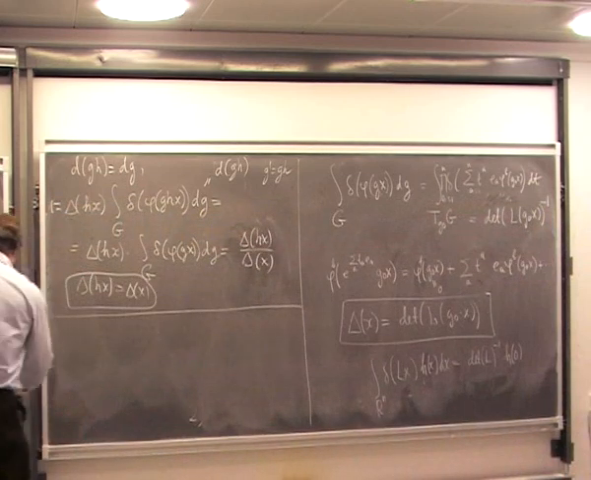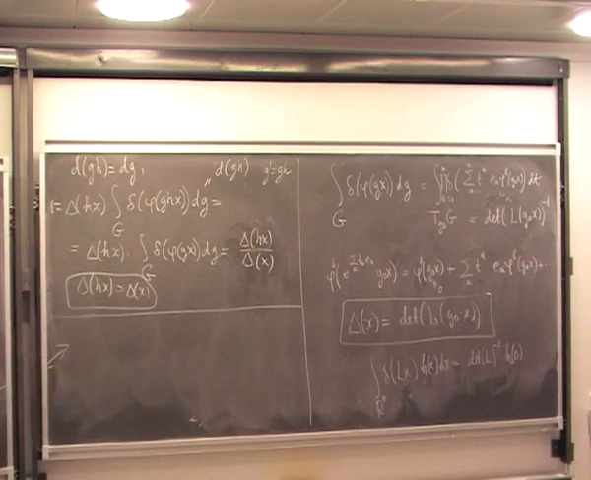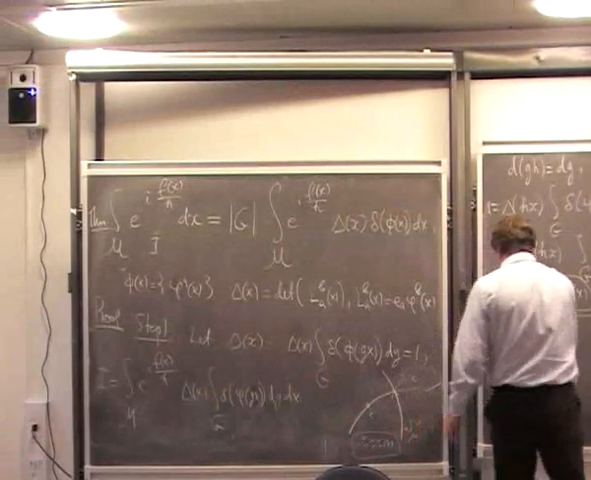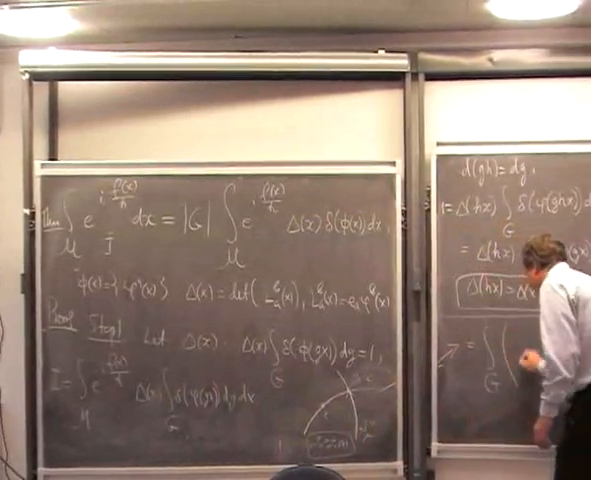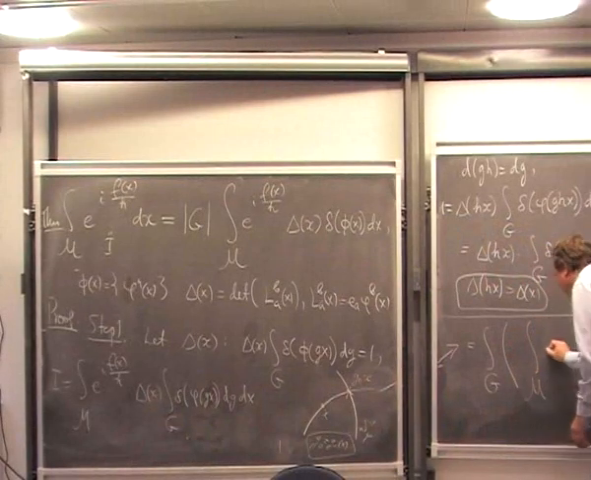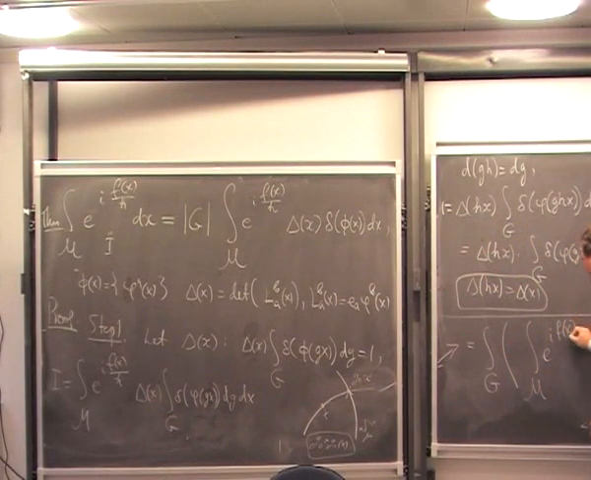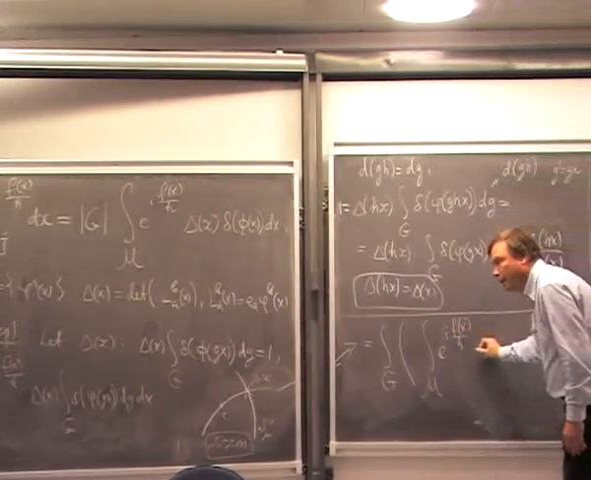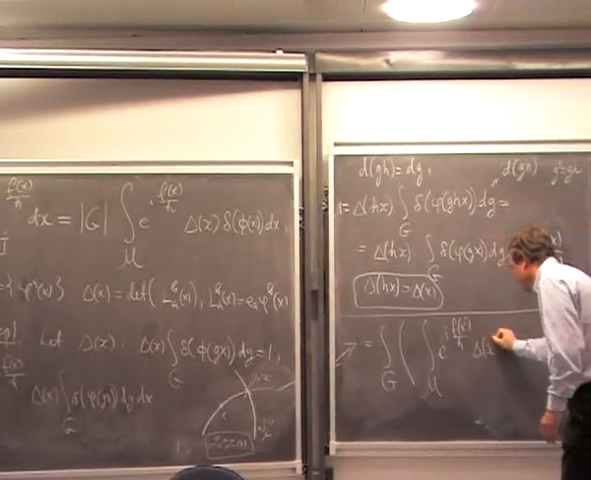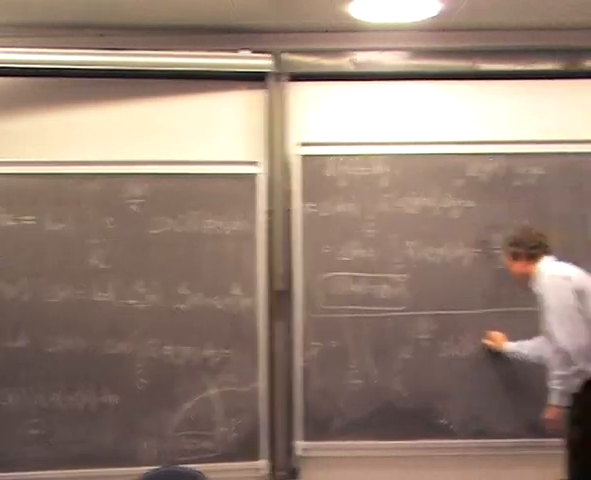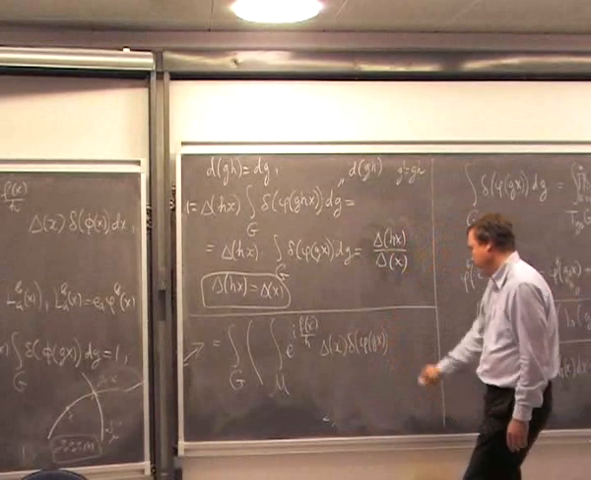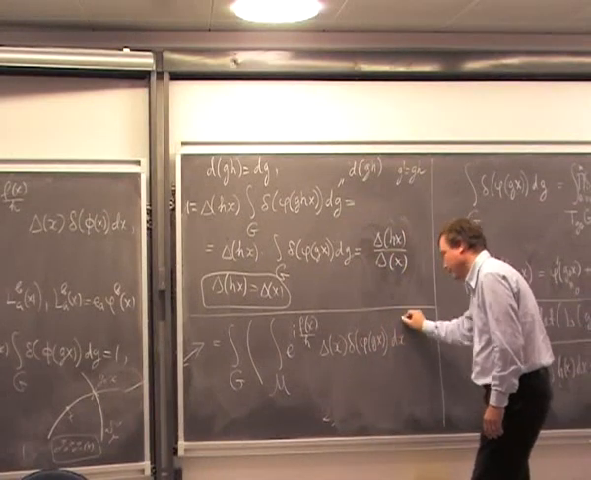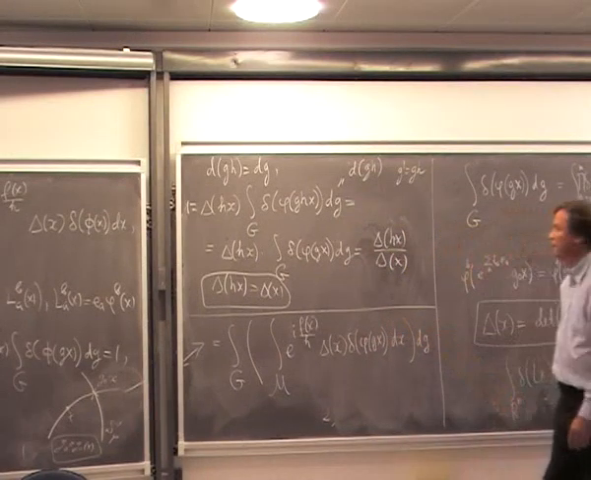So then we can move from this line, and now we change the order of integration. So it's the integral over g, integral over m, e to the f of x over h, delta x, delta phi of gx, dx, dg.